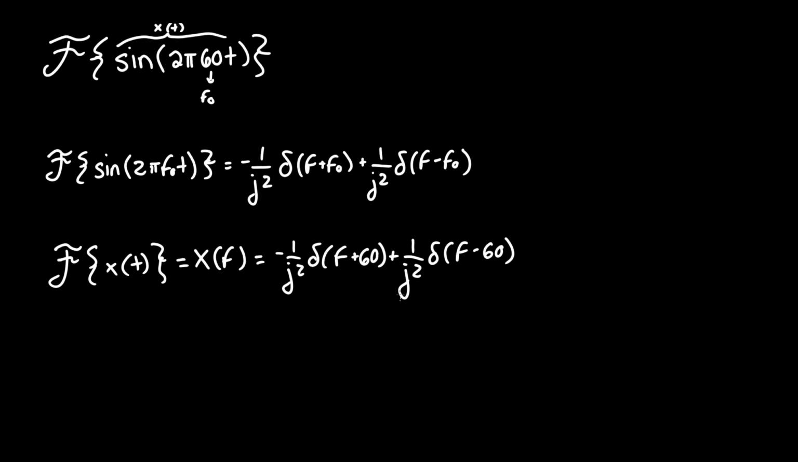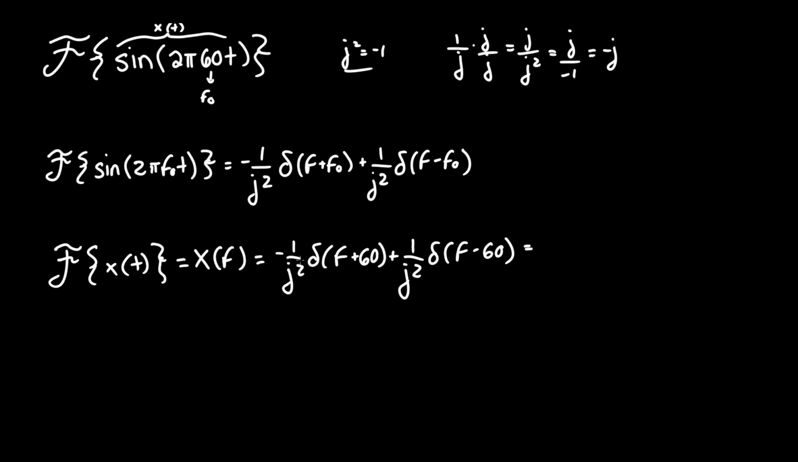Though this is technically the correct answer, we can simplify it by using the property of 1 over j. If you multiply by j over j, which is just multiplying by 1, it becomes j over j squared. Given that j squared equals -1, that'll become j over -1, which is simply -j.